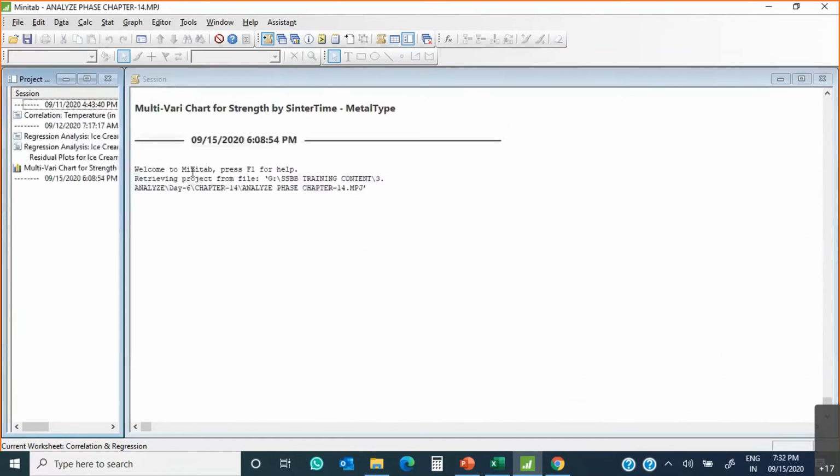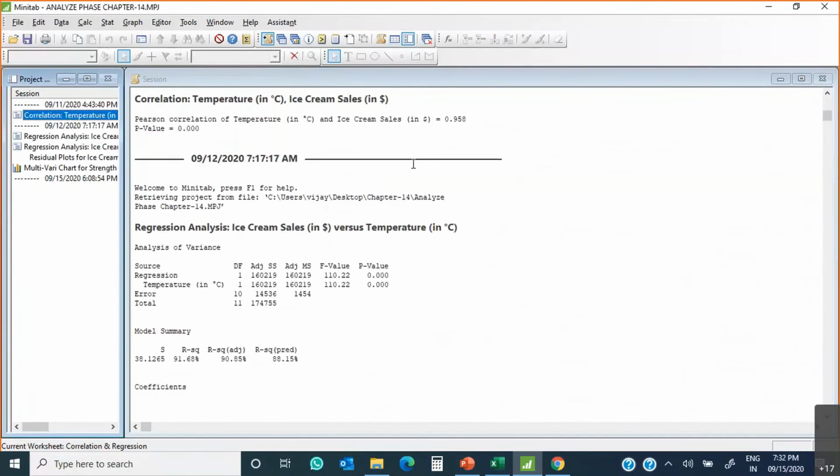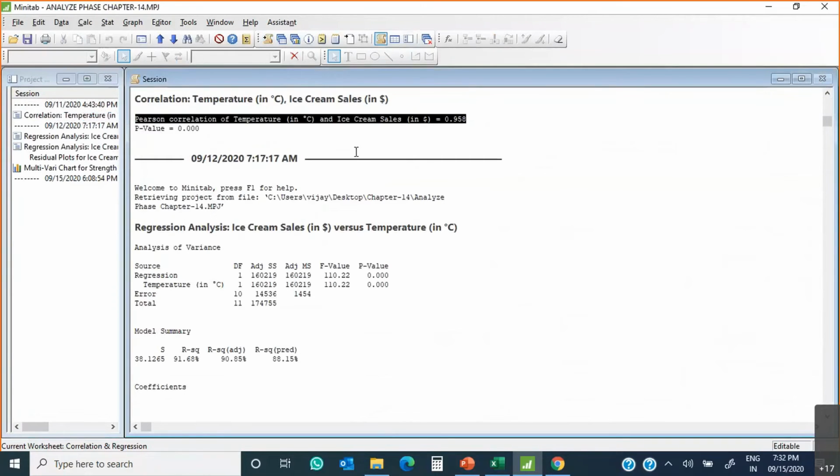Whatever output you get is again the same. The value you get is 0.958, so again about 0.96. And the p-value given by Minitab is 0.000, which indicates that there is a significant relationship between the two variables.